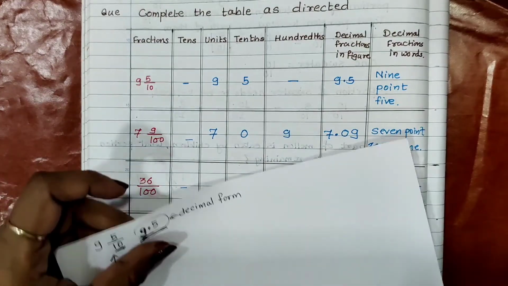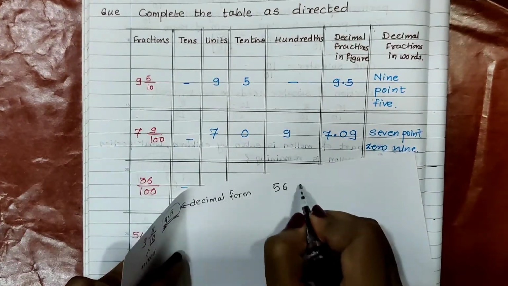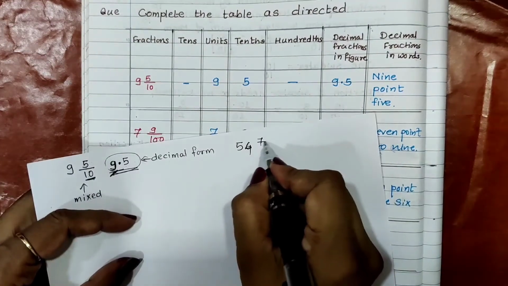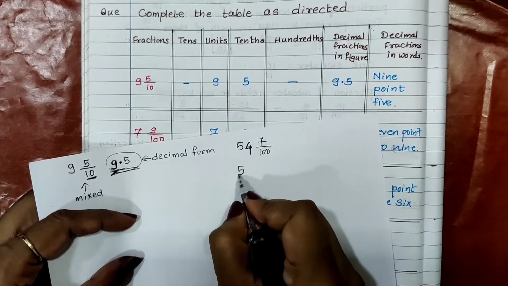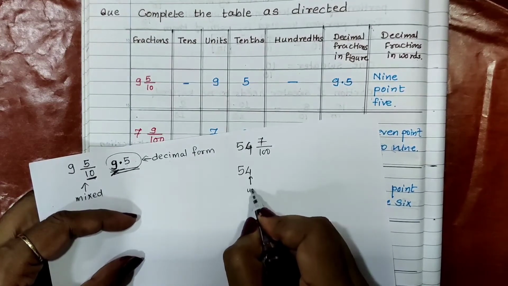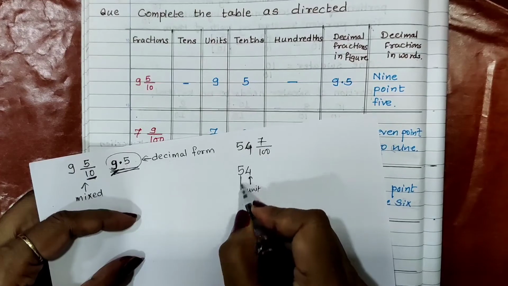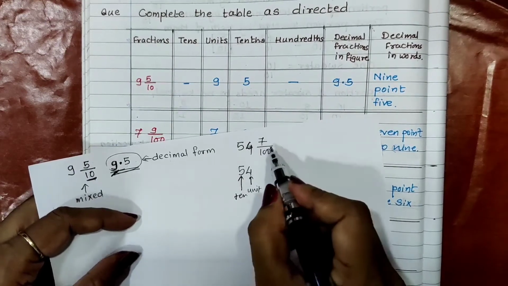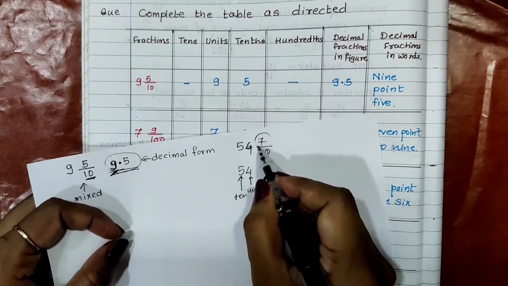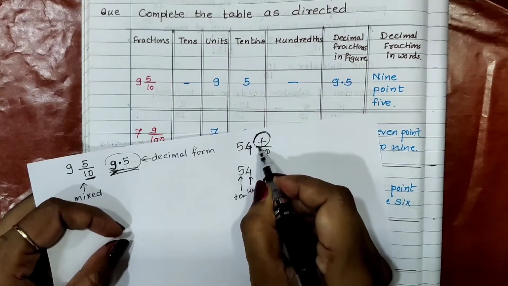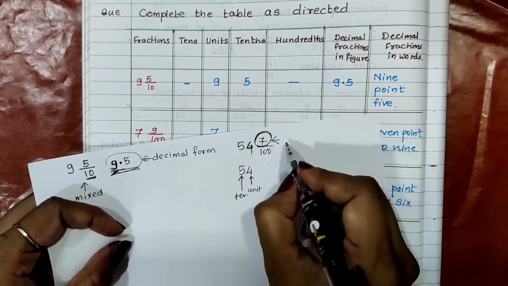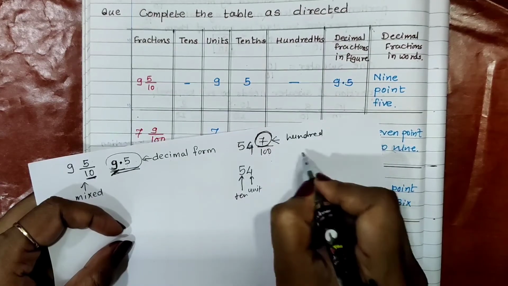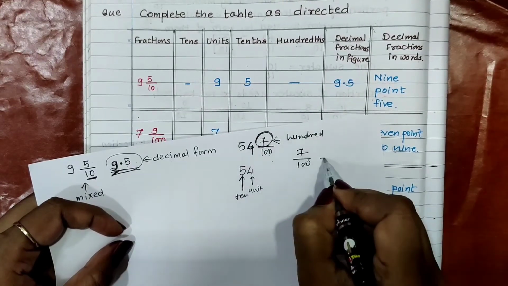Same way we will have to apply to write this number. 56, I will be writing here. 54 integer 7 upon 100. So in this 54 we all know 4 is at units place, 5 is at tens place, correct? And 7 upon 100. How to write 7 upon 100? As there is a single digit in the numerator, that means this 7 will be at hundreds place, correct?